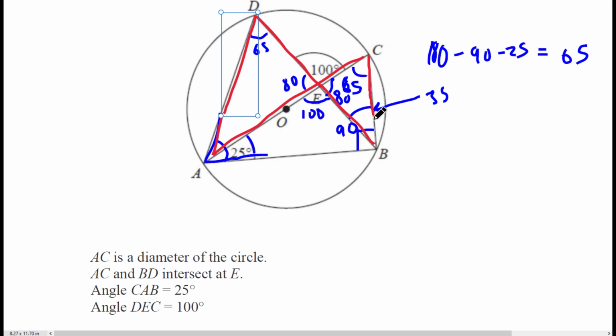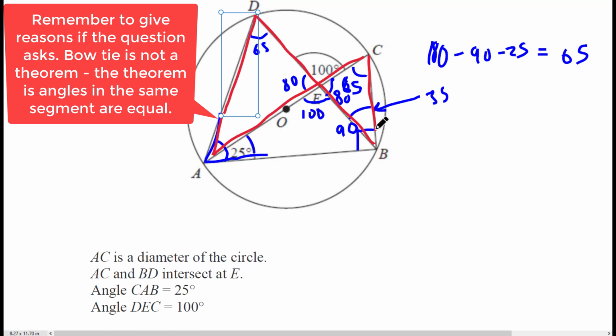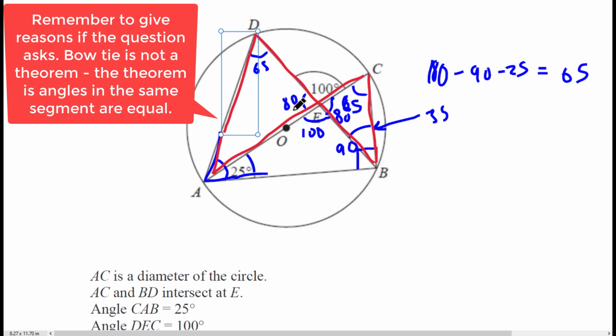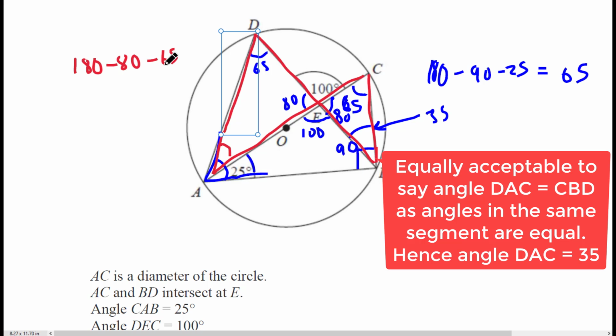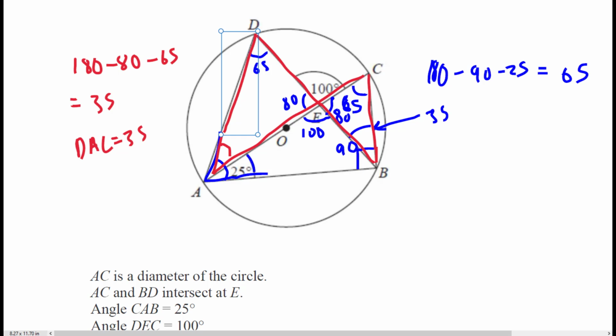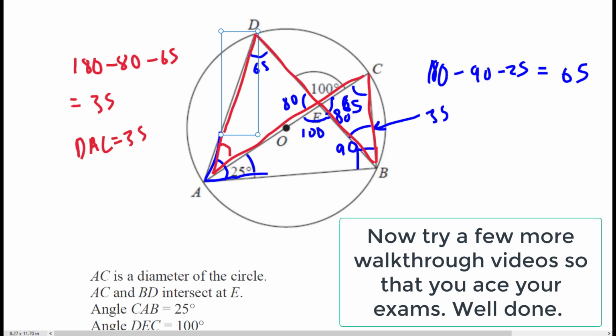Now remember to give the reasons if you can see this. We've got this triangle here because we've worked out these other angles. Angles in a triangle is 180, so you've got 180 minus the 80 minus the 65, which equals 35, which is this angle DAC, and that's what they've asked for, and that's 35 degrees. And that should be perfectly acceptable, as long as you've shown all your working.